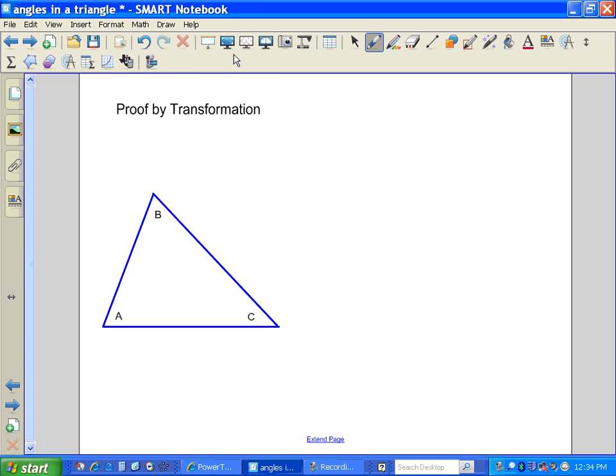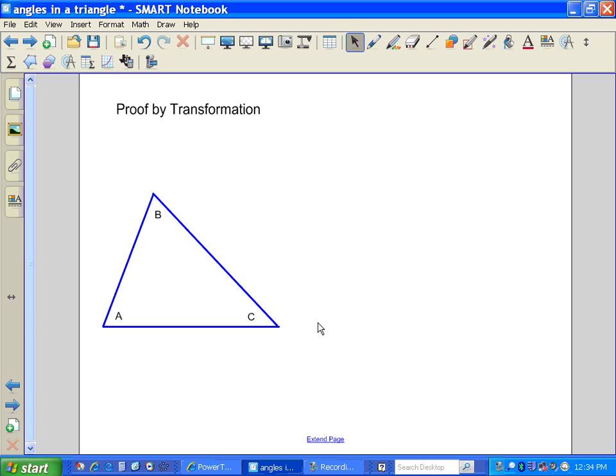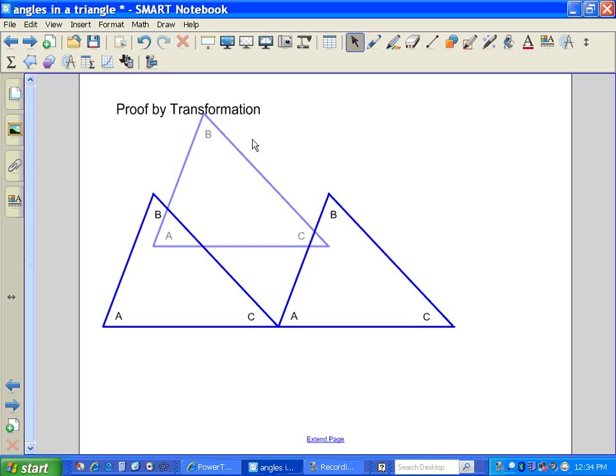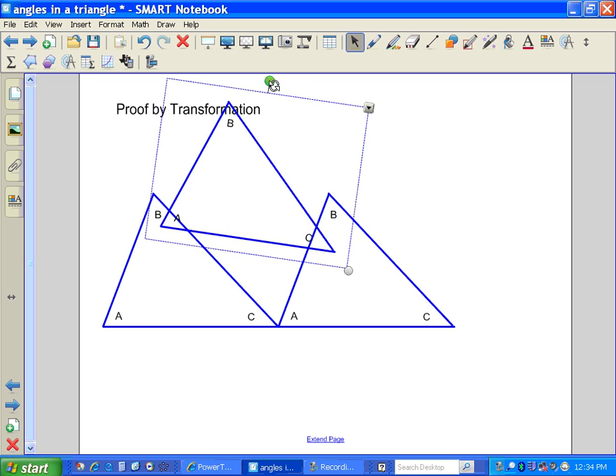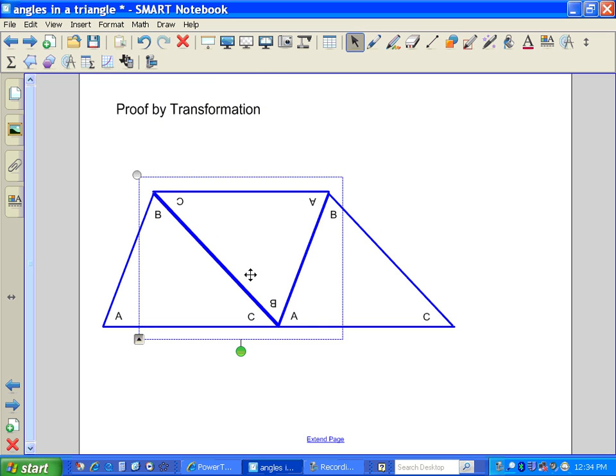Remember transformation, rotation, slides, all that kind of stuff? When we do a transformation, the angles don't change, the side lengths don't change. Basically we just get a copy of the thing. So when I do a proof by transformation, I'm going to take this triangle right here and line it up next to it so that these two make one straight solid line. And I'm going to take another copy of it, turn it upside down. That should squeeze right in there.